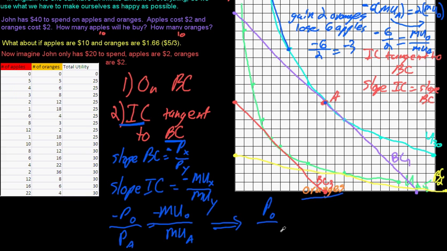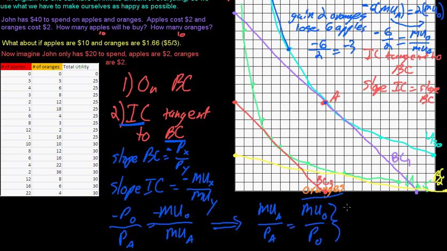I'm going to multiply this marginal utility of apples up and divide this price of oranges over. So we're going to get the marginal utility of apples over the price of apples is equal to the marginal utility of oranges over the price of oranges. So I want to stop and talk about this equation for a little bit. What this is saying is that the increase in happiness per dollar spent on apples has to be equal to the increase in happiness per dollar spent on oranges.